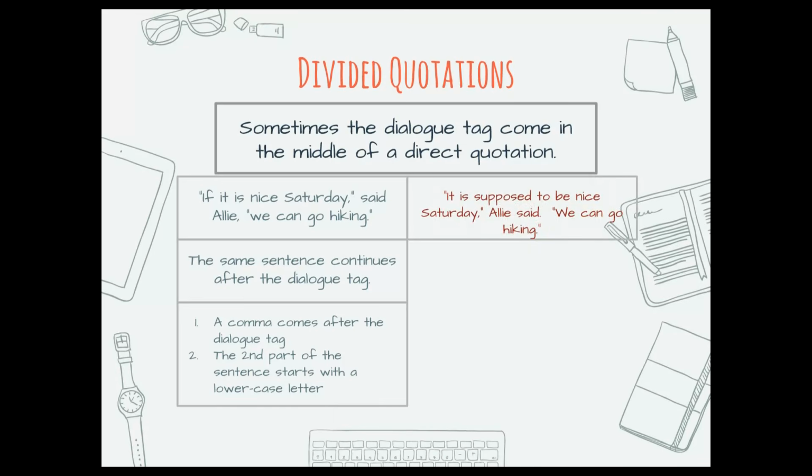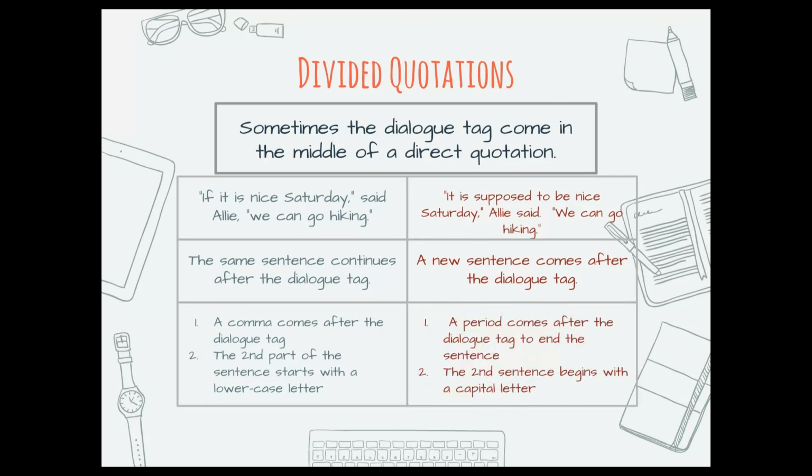Now in this example, "It's supposed to be nice Saturday," Allie said. "We can go hiking." This is a new sentence after the dialogue tag. So when that happens, a period comes after the dialogue tag to end that first sentence, and the second sentence, because it's a new sentence entirely, starts with a capital letter.